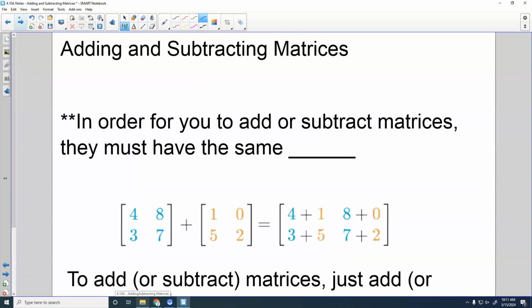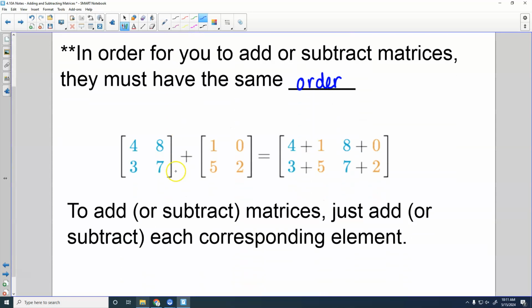We're just getting the basics here. Adding and subtracting matrices is going to be very simple. In order for you to add or subtract matrices, they must have the same order. So they have to be the same size matrix. You cannot add a 2 by 2 matrix and a 2 by 3 matrix. Here, they have to be the same size.